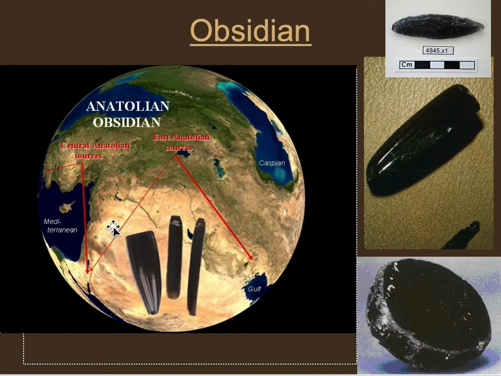But this made Çatalhöyük a very important site. It had a commodity that lots of other people wanted, and it made it kind of powerful, sort of an economically powerful site in a way, because it was able to trade this important resource.